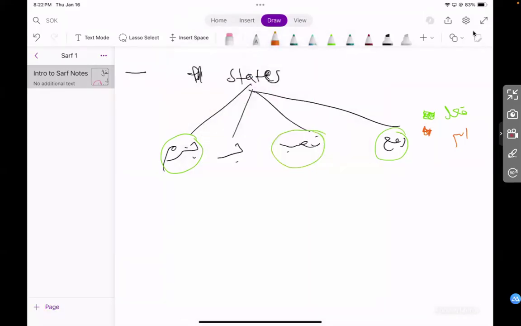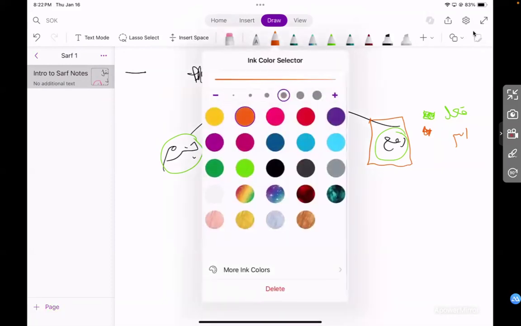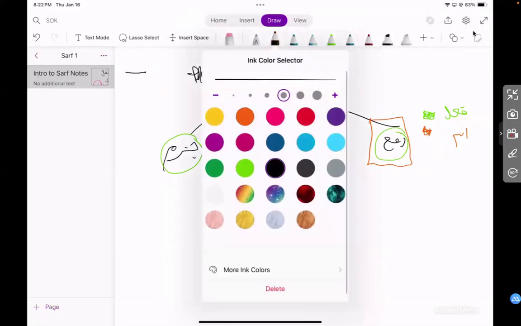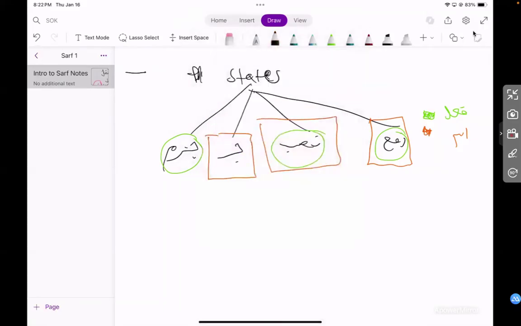If you're dealing with an ism, it can have these other states of rafa, nasab, and jar, right? So in other words, a fi'l can have jazm, but an ism cannot have jazm, and an ism can have jar, but a fi'l cannot have jar, right? Should be pretty preliminary and basic.